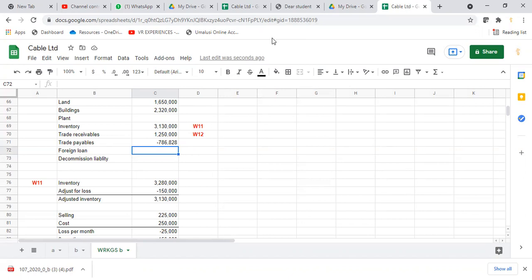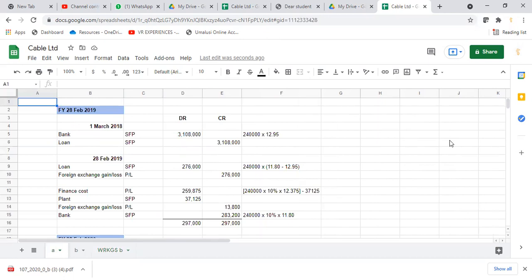So let's have a look for the foreign loan. Remember, we did part A. So what was the balance of the foreign loan as at 28 February 2019? And that we have in part A. So in part A, I think I had it here somewhere.